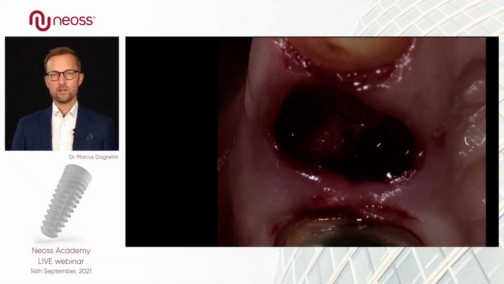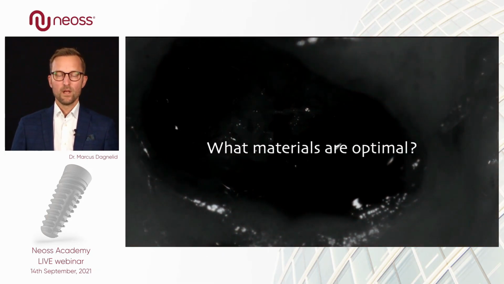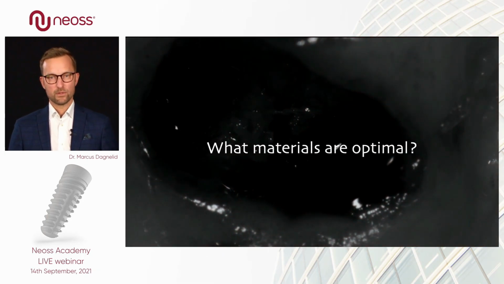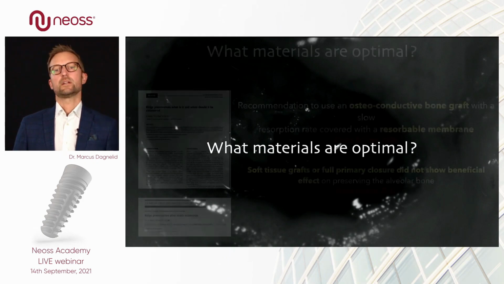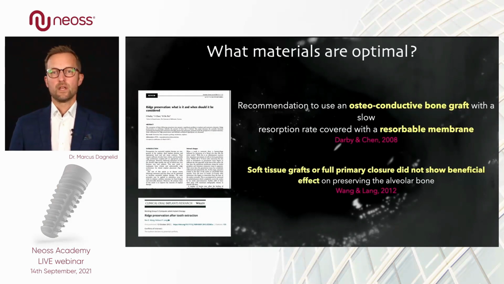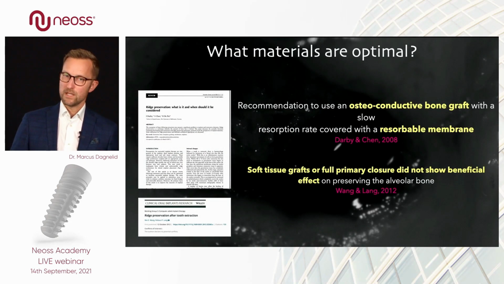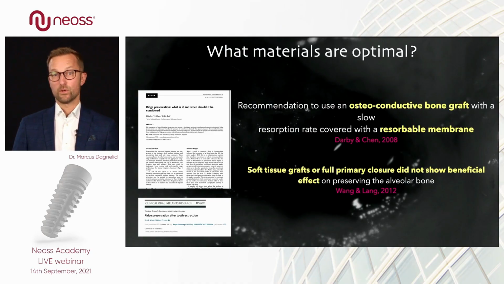So what material could we use in this case? Well, of course, there are different materials on the market. In this single edentulous space, the recommendation that we've seen in research over time is to use an osteoconductive bone graft material with a slow resorption rate and coverage with a resorbable membrane. So this is a simple, straightforward technique that you as a general practitioner can perform tomorrow in your daily practice.